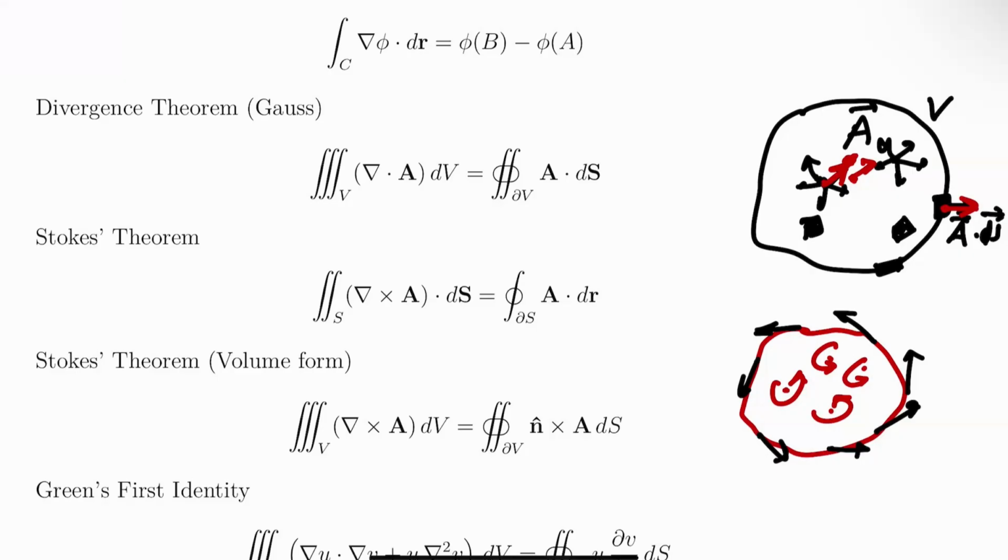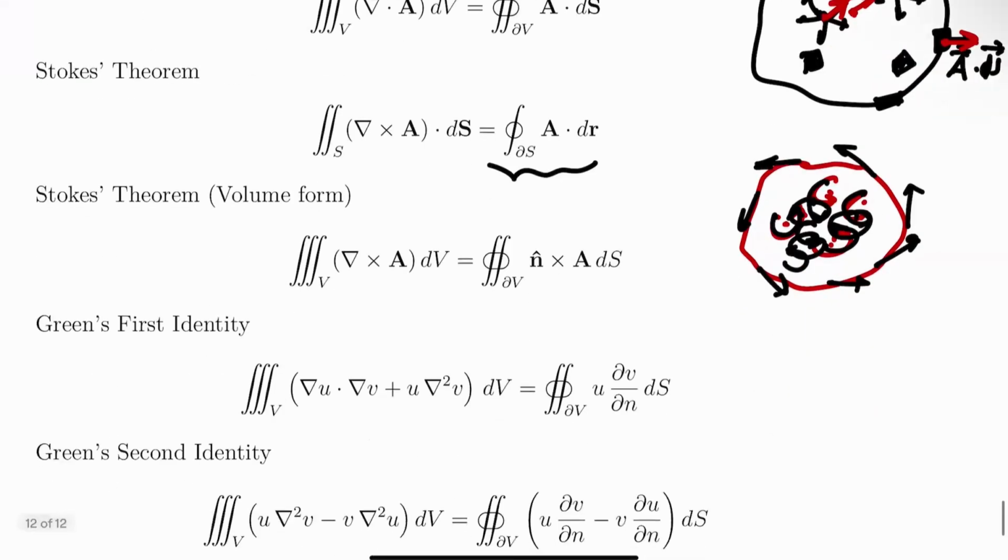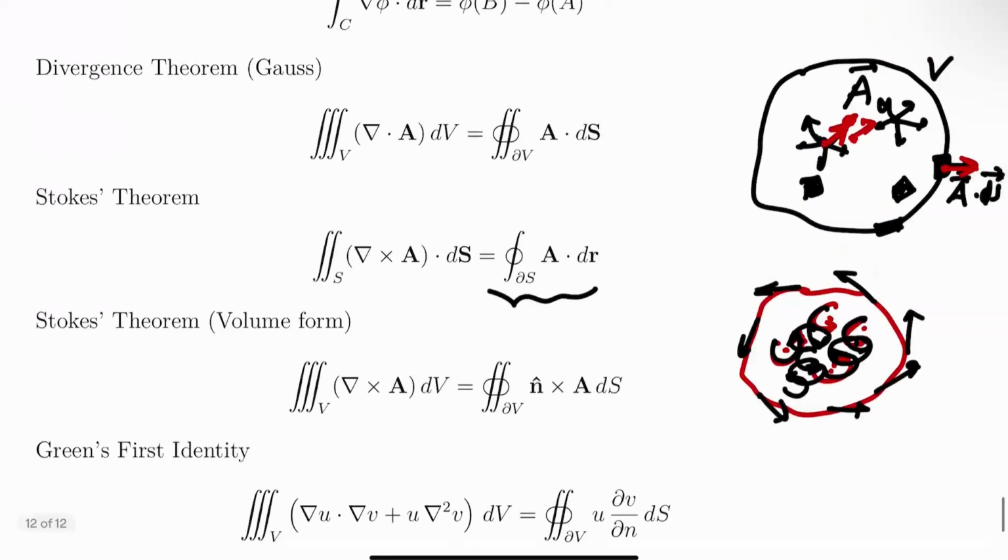Again, it's the same idea: you have curl this way and curl this way. These components cancel out. It's the same with this and this; they cancel out in the opposite direction. So you're only left with the contribution from the edge, which is the contour integral that you have on the right-hand side. Okay, so that's the idea behind the divergence theorem and Stokes' theorem.